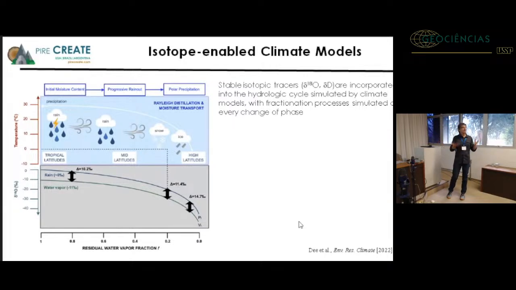And we already have the full hydrologic cycle in the climate model anyway. So now we're just adding the isotopes, but we already have all the fractionating processes, right? All the changes of phase from liquid to solid to gas, the mixing and so forth. So here's just an example.